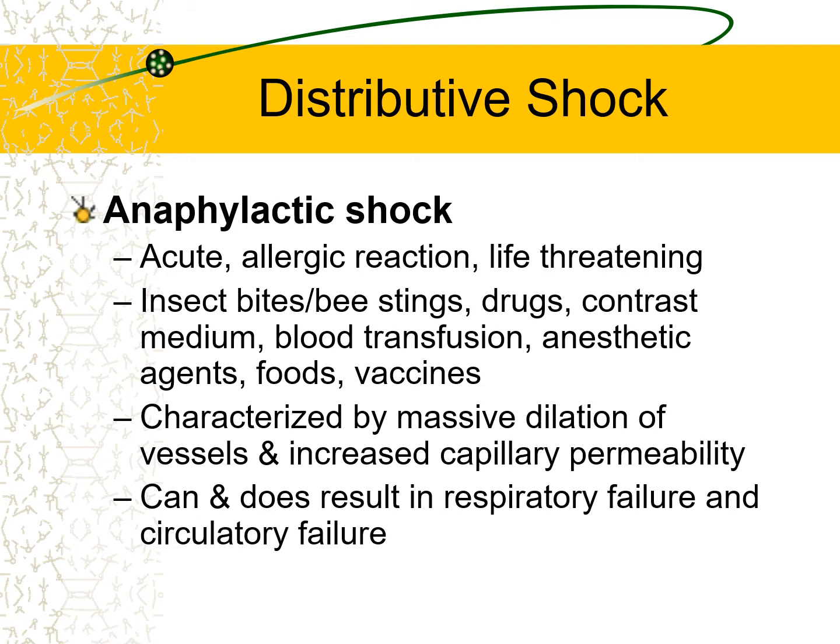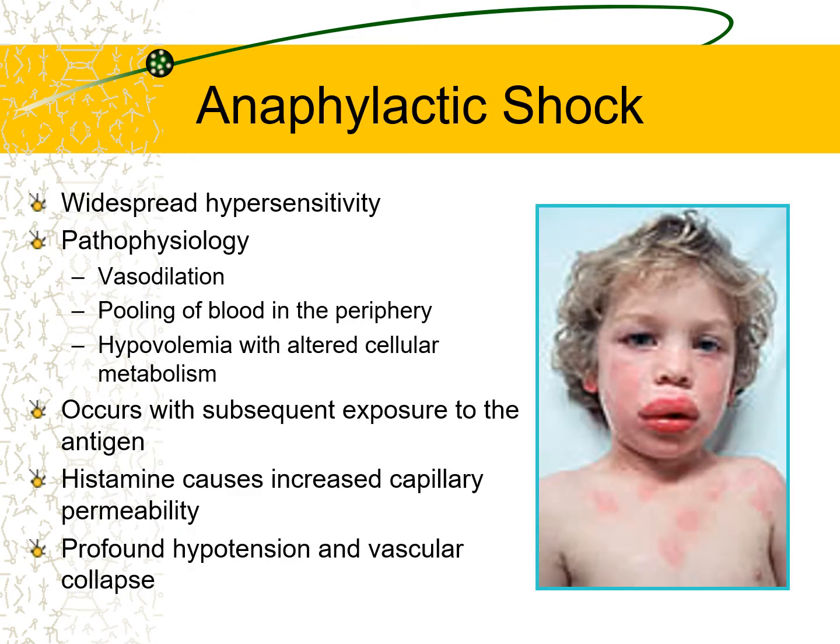Now, anaphylactic shock does result in respiratory failure and circulatory failure. Okay, so it's both of those systems where we see a failure. Because circulatory failure, of course, is circulatory collapse, and that is shock state. But we can also result in respiratory failure as well. Anaphylactic shock is the result of widespread hypersensitivity.